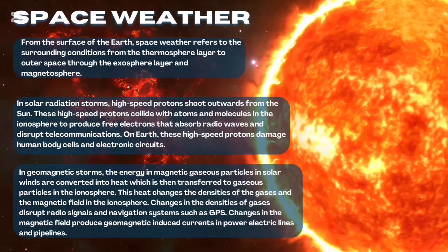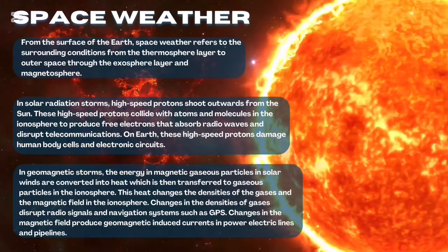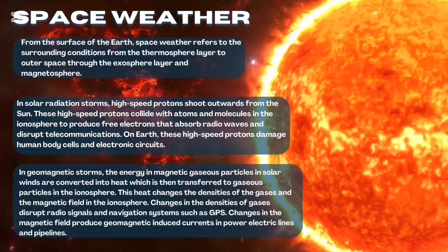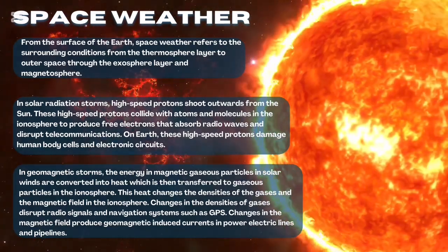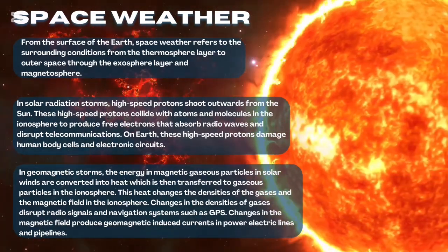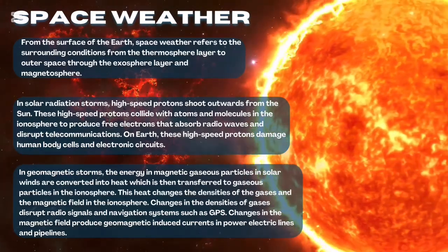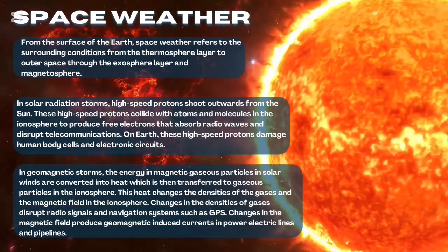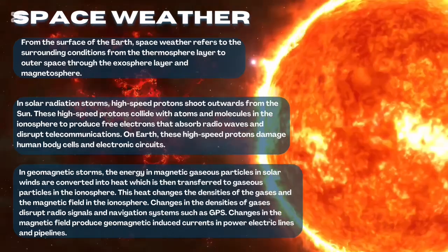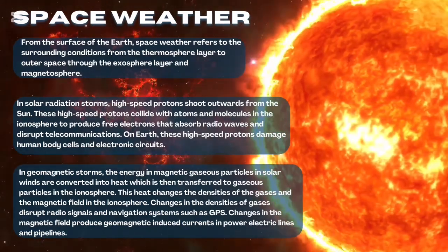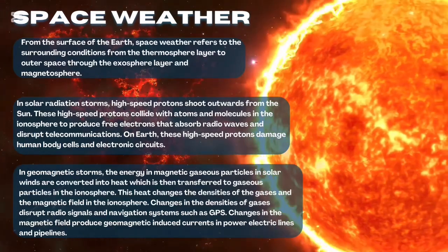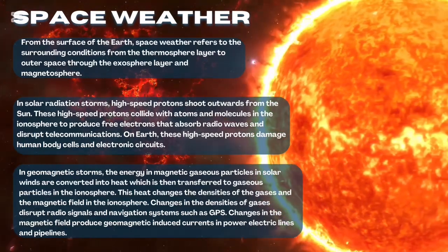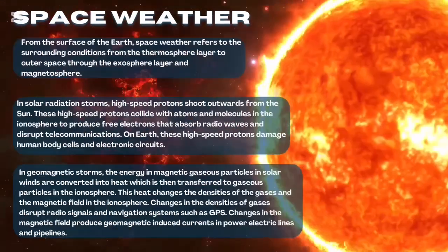In solar radiation storms, high-speed protons shoot outwards from the Sun. These high-speed protons collide with atoms and molecules in the ionosphere to produce free electrons that absorb radio waves and disrupt telecommunications. On Earth, these high-speed protons damage human body cells and electronic circuits.